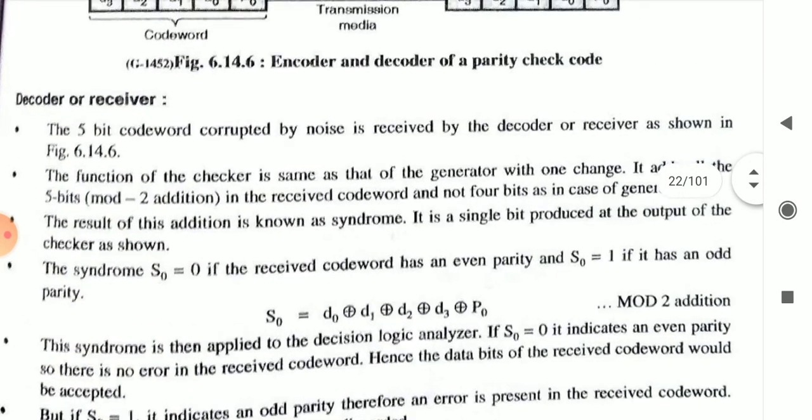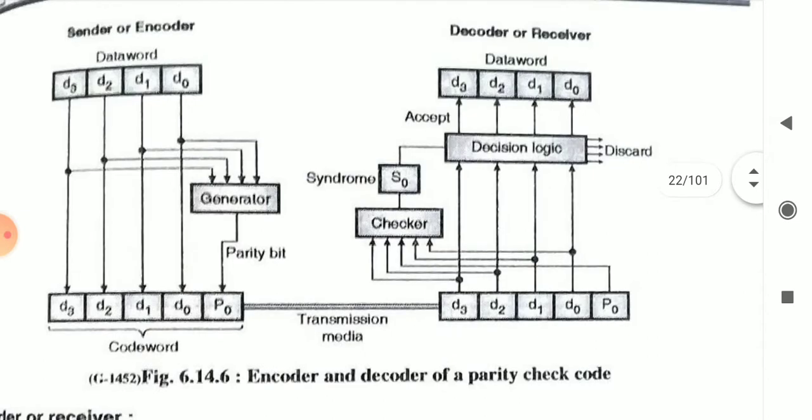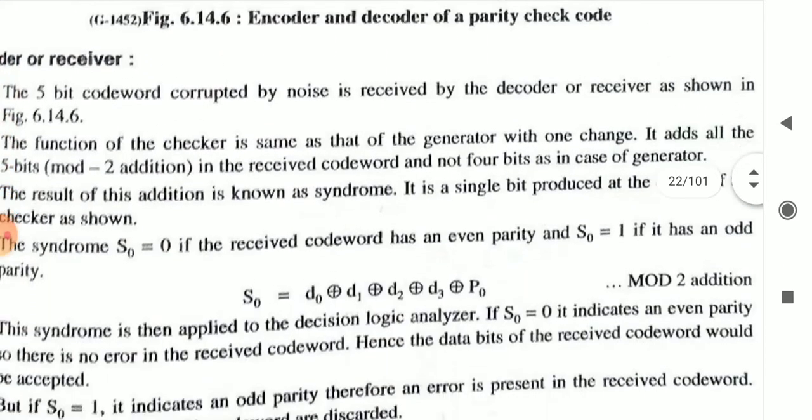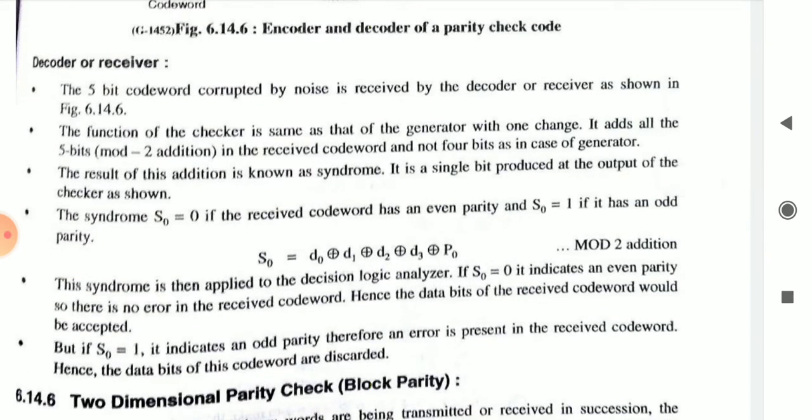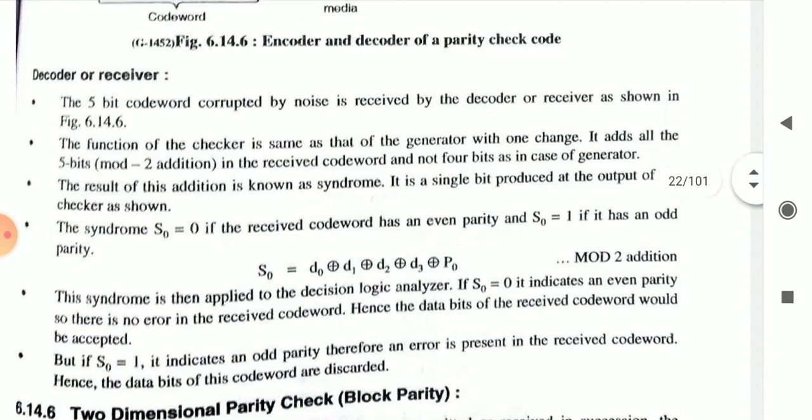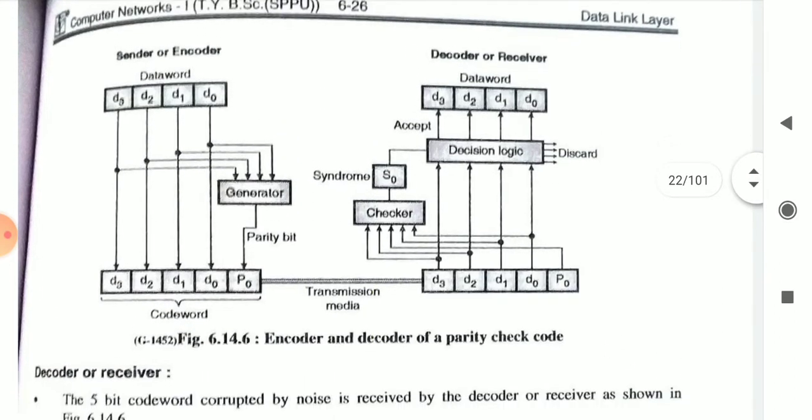Now we'll see the explanation of this diagram in detail. Decoder or receiver: the 5-bit code word corrupted by noise is received by the decoder, as shown here. Here are 5 bits, that is D3, D2, D1, D0, P0.